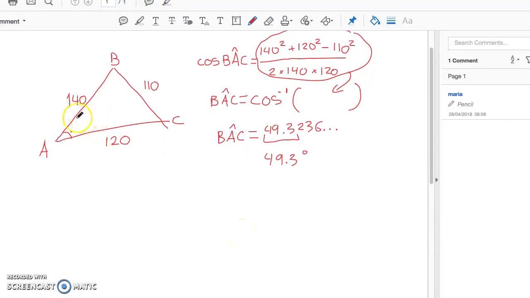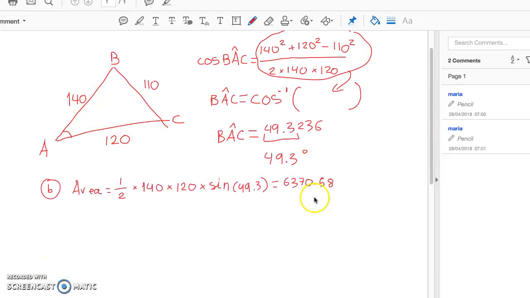I know the angle here, 49.3, and the two sides in between, or the two adjacent sides. So here we have the area: 1/2 times 120 times 140 times sine of the 49.3 that I just found out. The calculator gives me the answer, but remember that I would like to have this in 3 significant figures. I'm going to use 6, 3, 7, and I put a 0, and that's the area in meters squared. That's the answer.